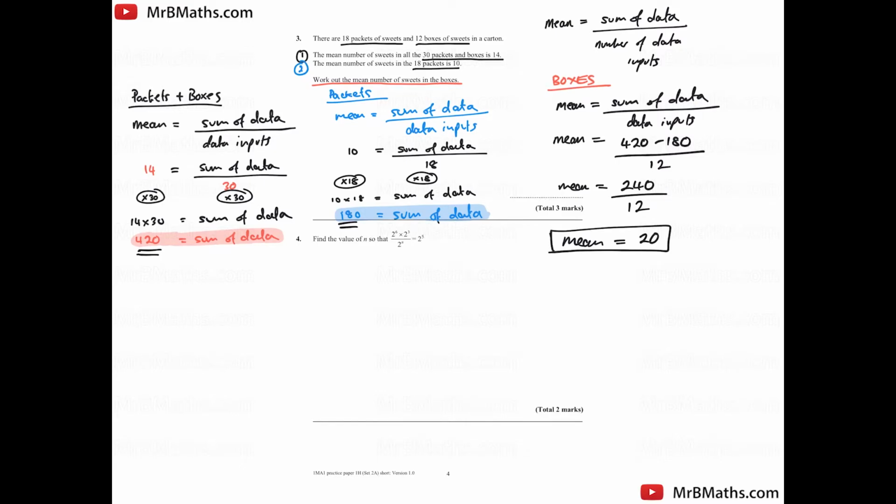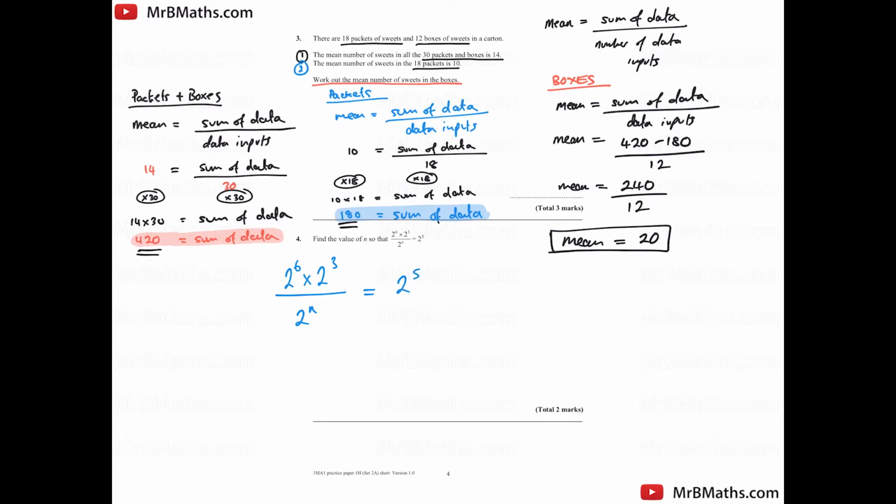Okay, question 4. Find the value of n so that 2 to the 6 times 2 to the 3 divided by 2 to the n gives you 2 to the 5. So you're going to need to know your indices here and a few of the rules. So we have 2 to the 6 times 2 to the 3 all over 2 to the n, and that should equal 2 to the 5.